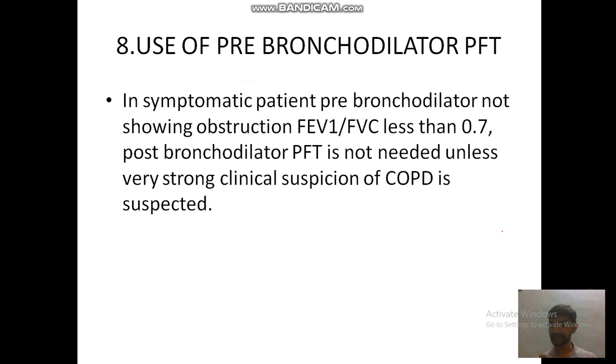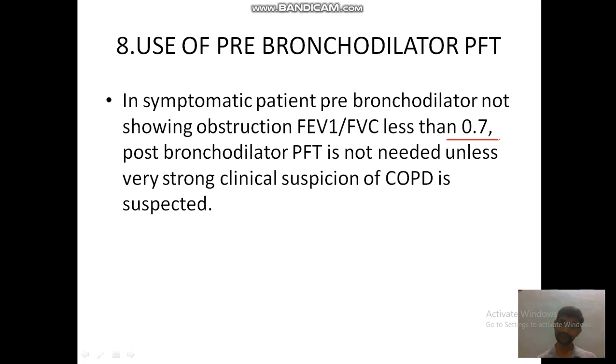The important thing which I added here is pre-bronchodilator PFT. As you all know, for diagnosis we use post-bronchodilator FEV1 by FVC, but here he has added pre-bronchodilator PFT. What he says is, the patient is symptomatic. If the patient has symptoms of COPD like cough, wheeze, dyspnea, and chest tightness, and you do pre-bronchodilator FEV1 by FVC, and if it is not less than 0.7, you need not perform post-bronchodilator. Okay, you do not perform post-bronchodilator.